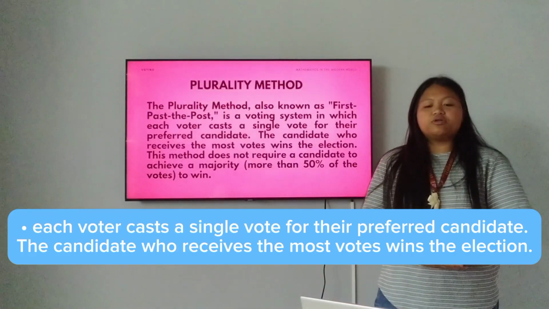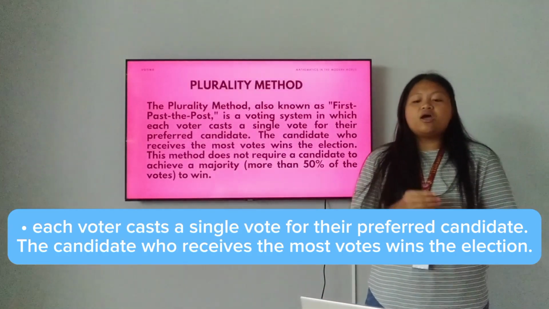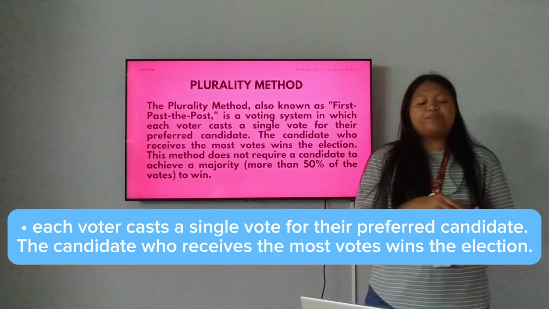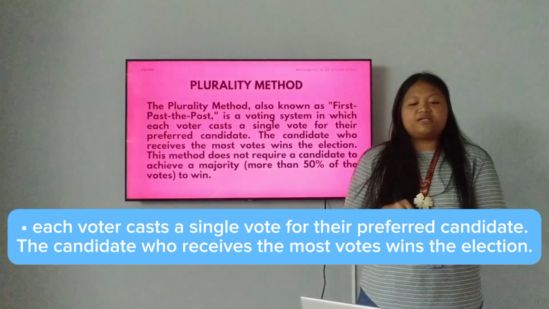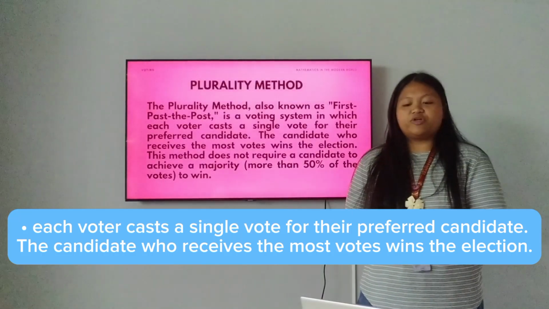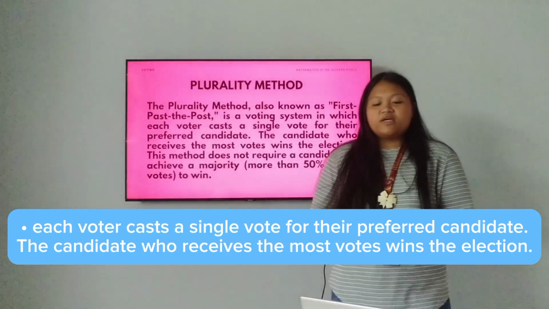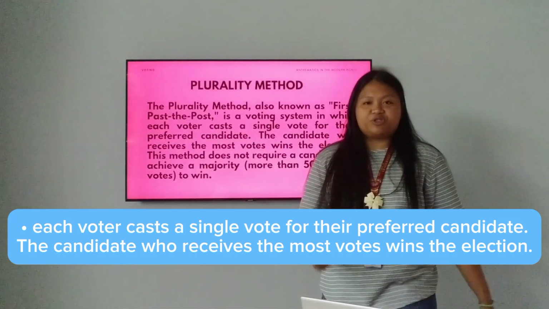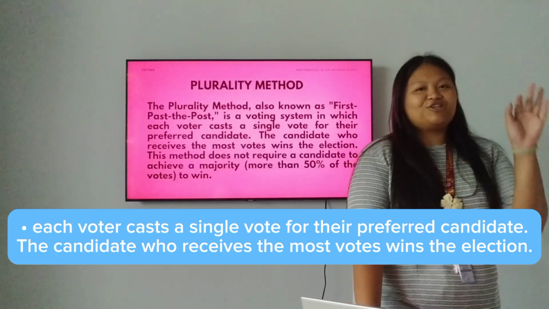Plurality method, also known as the first past the post, is a voting system in which each voter casts a single vote for their preferred candidate. The candidate who receives the most votes wins the election. This method does not require a candidate to achieve a majority. If more than 50% of the voters vote for him, he'll win the election.